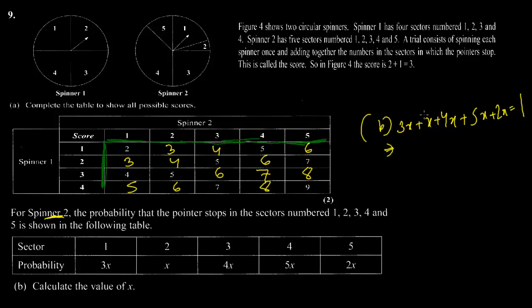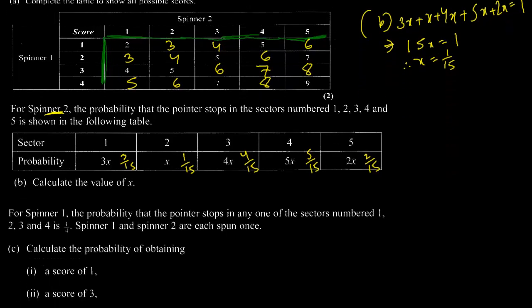So the total is 3x plus x is 4x, 4x plus 4x is 8x, 8x plus 5x is 13x, 13x plus 2x is 15x. So we can write 15x equals 1. Therefore, x equals 1 by 15. That makes this 3 into 1 by 15, which is 3 by 15. This is 1 by 15. I'm putting in the values of x. This would be 4 by 15. This would be 5 by 15, which of course can be simplified to 1 by 3. And this would be 2 by 15. So that's the probability.